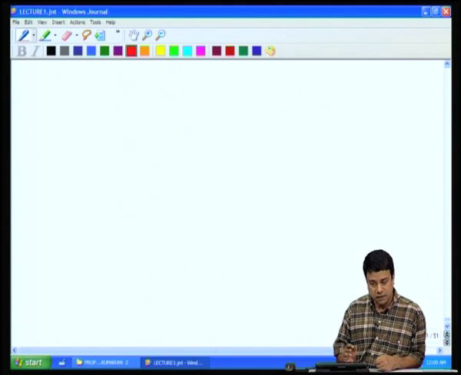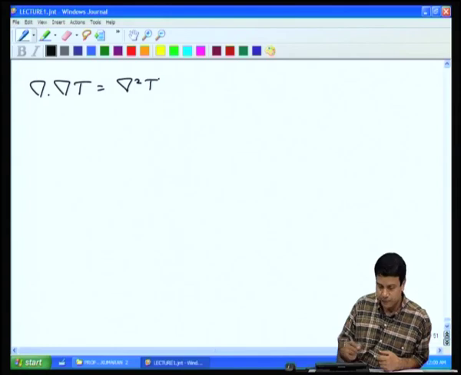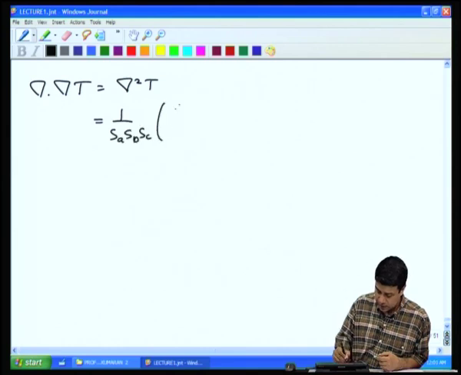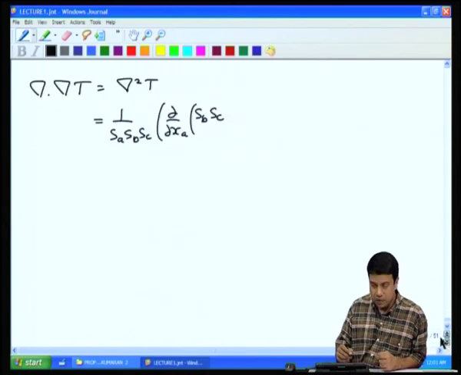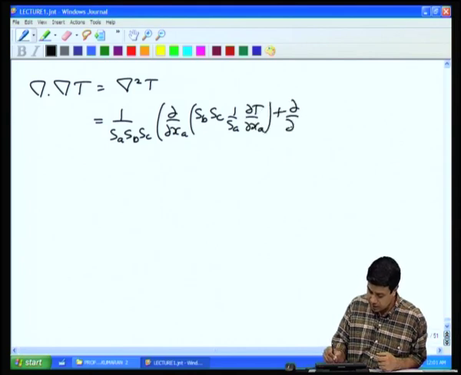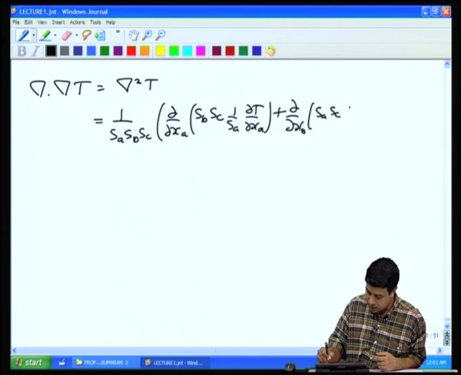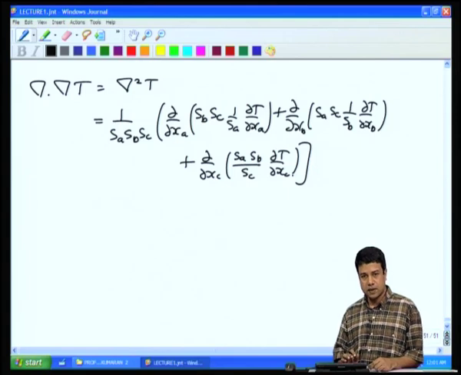And the other thing that we saw in the course on fundamentals of transport processes was the Laplacian, del dot grad of T, which is del squared T. So this I can write simply as 1 by S_A S_B S_C into partial by partial x_A of S_B S_C into A_A, where the component A_A is equal to the gradient of T in that direction, which is 1 over S_A partial T by partial x_A, plus d by dx_B of S_A S_C by S_B partial T by partial x_B, plus d by dx_C of S_A S_B by S_C partial T by partial x_C. You can calculate this for a spherical coordinate system.